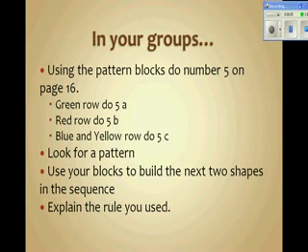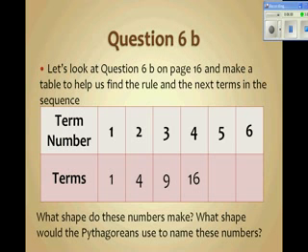Now let's take a look at question 6B on page 16 in your math book. Let's make a table to help us find the rule and the next terms in the sequence. Notice I have started a table for you. In the top row we put the term number or the position of each term in the sequence. We number it 1, 2, 3, 4, 5, and 6. The book has given us the first 4 terms in the sequence. They are 1, 4, 9, and 16. We need to find the 5th and 6th term.